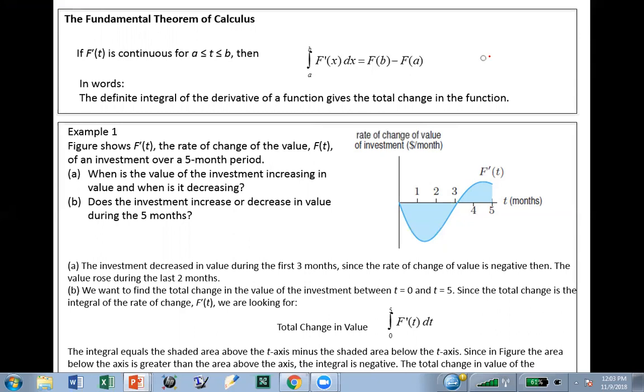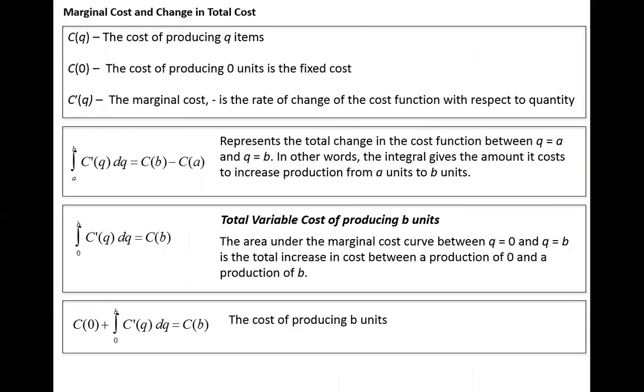I also have other things that we will need for today. This is the total change and the marginal cost. We have to understand a few things. C of Q is the total cost of producing Q items. C of 0 is the cost of producing 0 units, and it's typically what we call the fixed cost. It's not always 0, because we do have some cost at the beginning, up front. And C prime of Q is the marginal cost. It's the rate of change of the cost function with respect to the quantity.